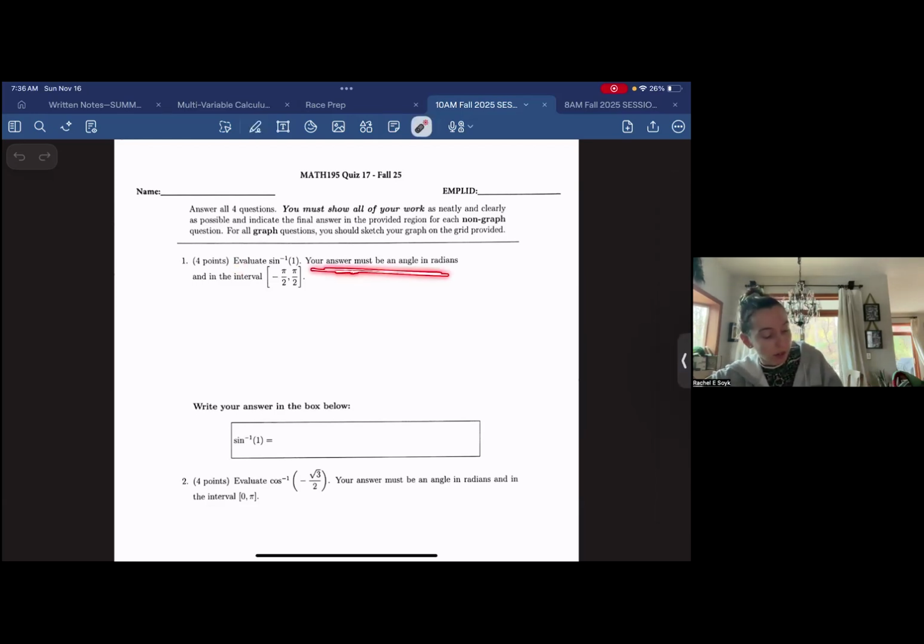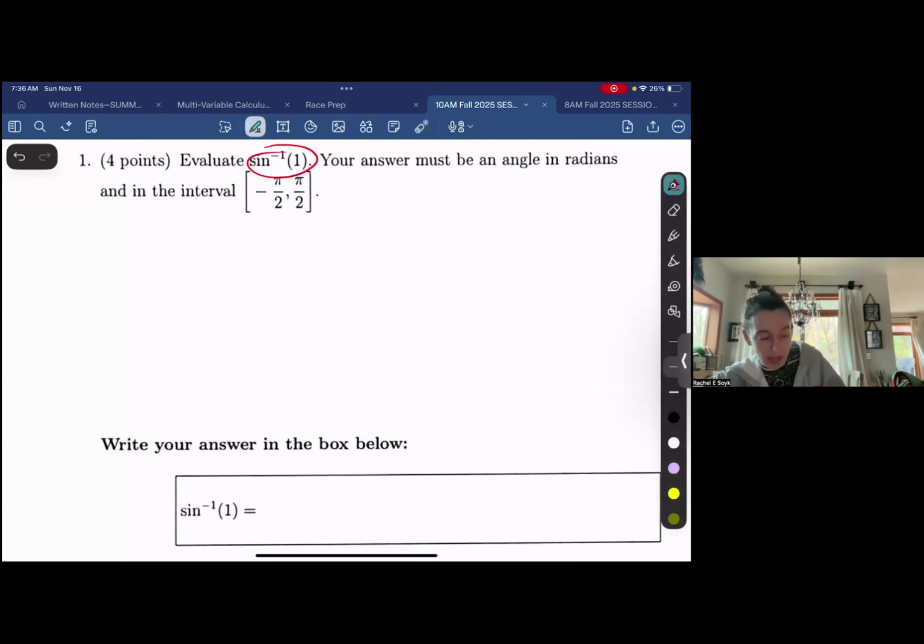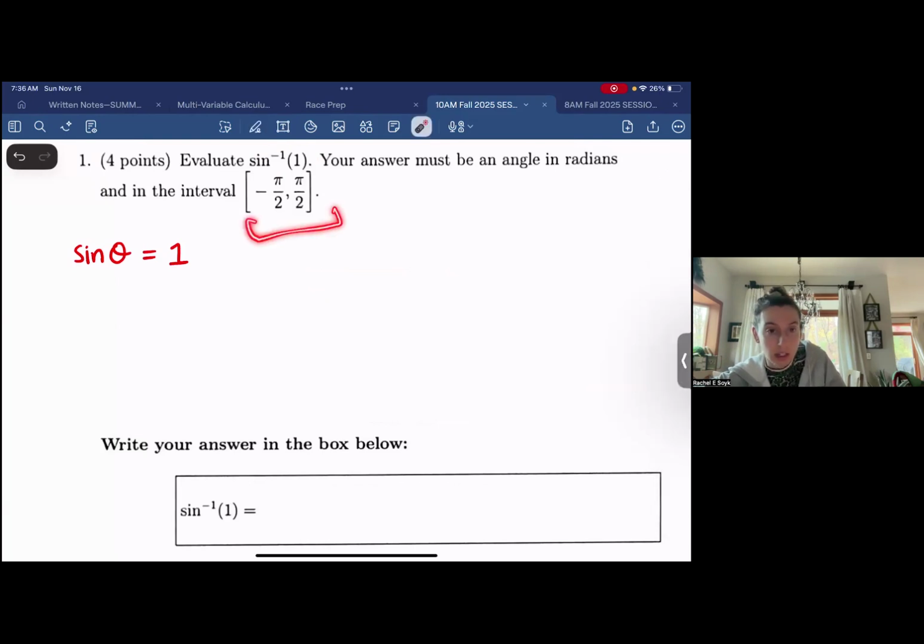So let's zoom in on this. What is sine inverse 1 really asking us? It's just simply asking sine of what angle will give us 1. And again, between this interval, negative pi over 2 and pi over 2. So think about your famous angles. Sine of what gives you 1?